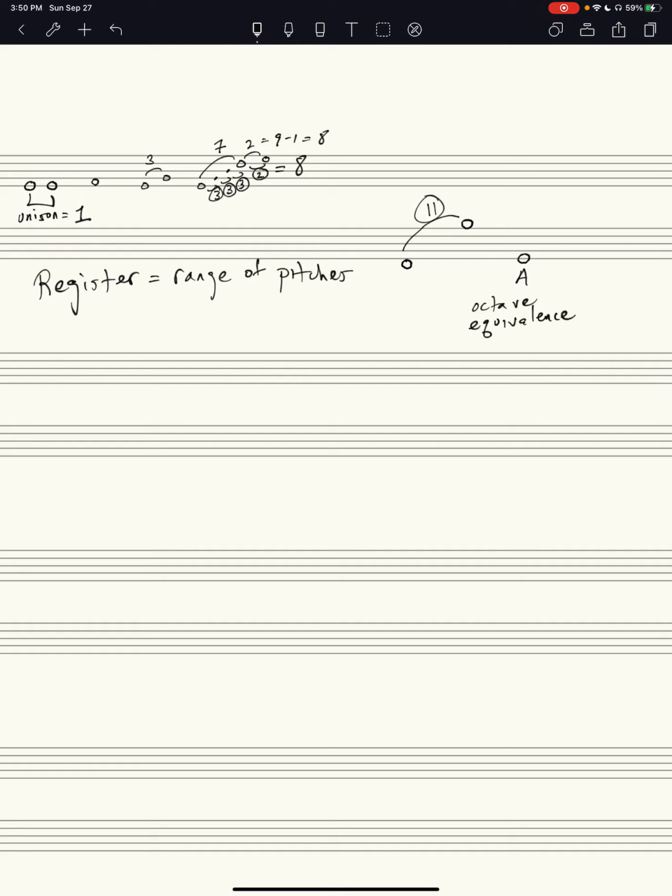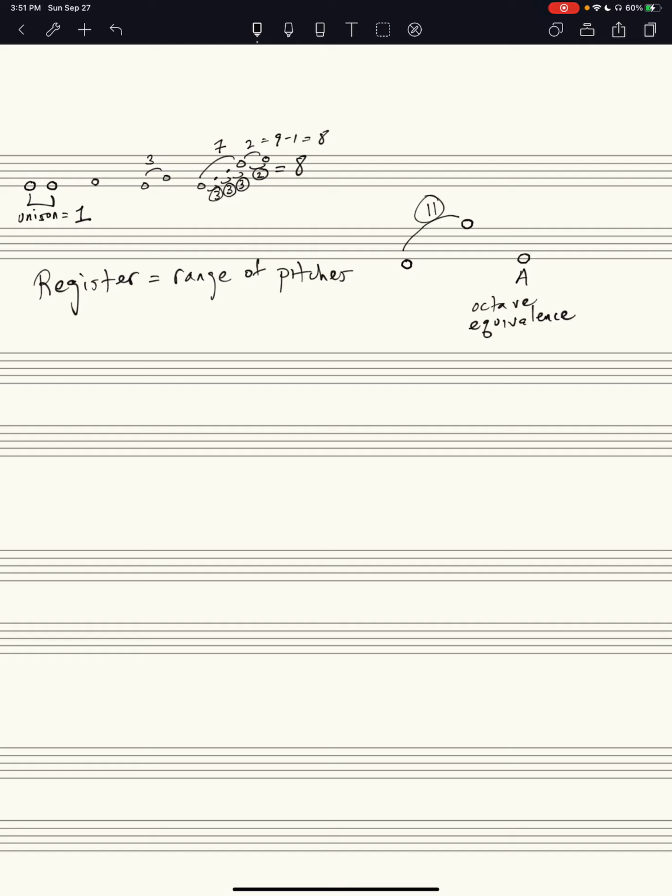Now, remember what that means. Octave equivalence states that I don't care which A I'm referring to because there are multiple A's on the keyboard, A0 all the way up to A7, right? There are 8 A's on the keyboard. So if I'm not indicating octave designation, right, A0, A1, A2, etc., then I'm talking about any A in the abstract sense. In other words, octave equivalence. All A's are the same for my purposes right now.